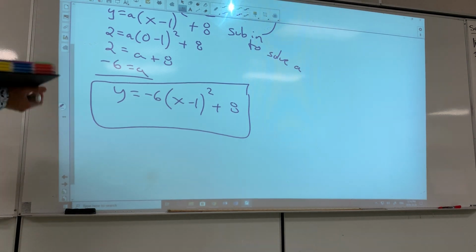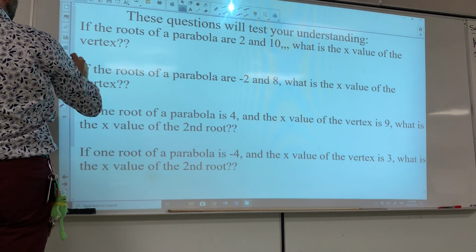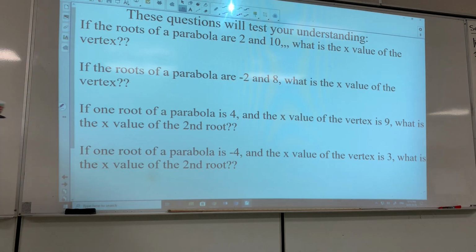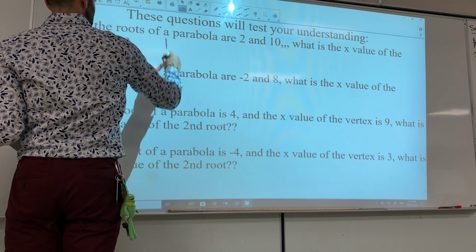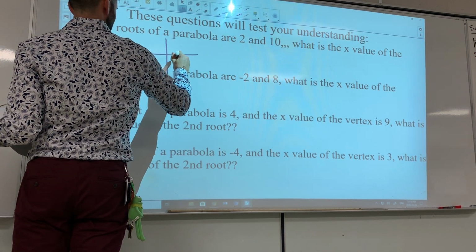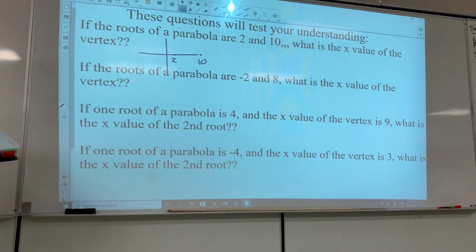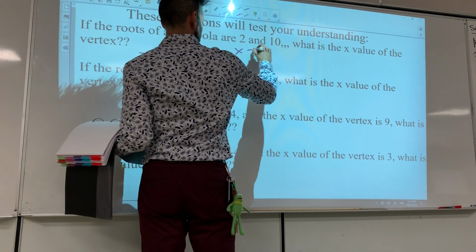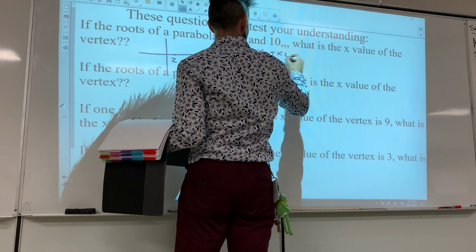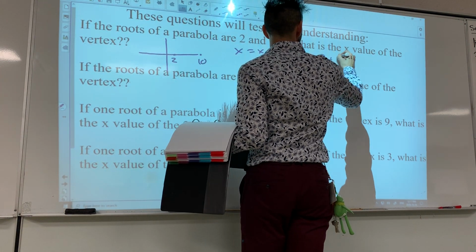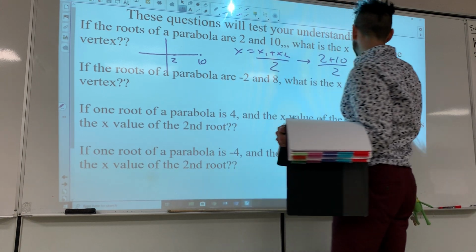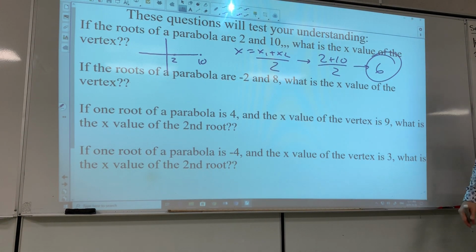Excellent. If we have time, I got a couple of check your understanding questions. If the roots of a parabola are 2 and 10, what's the x value of the vertex? Ooh. We talked about this yesterday. Where's the x value of the vertex? Always in the middle. So remember this equation, x1 plus x2 divided by 2. So 2 plus 10 divided by 2, that's 12 divided by 2. So the x value of the vertex is 6.